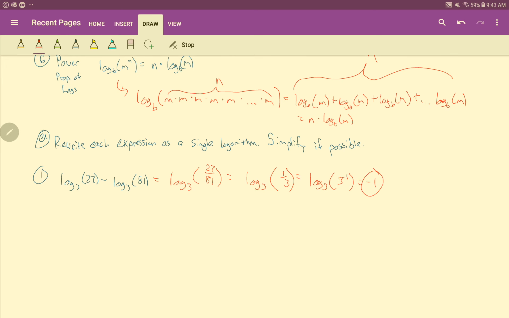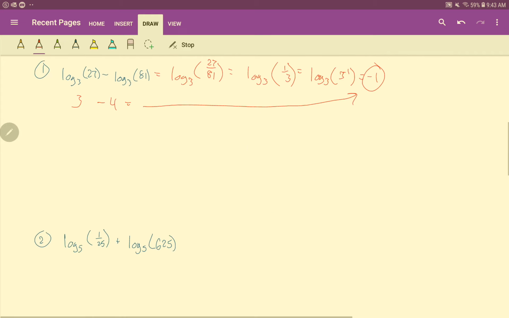Now, another way you could have done this, and maybe you guys saw this from before, you could have done this before we did our properties today. We already know what log base 3 of 27 is. Log base 3 of 27 is 3 because 3 to the third equals 27, so that's why this is 3. Likewise, log base 3 of 81 is 4. What's 3 minus 4? Negative 1, which is what we got.